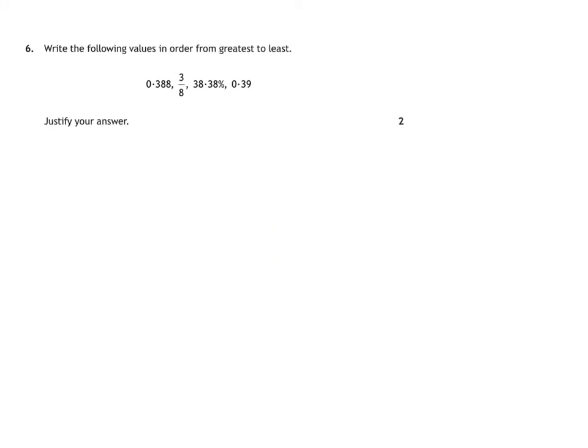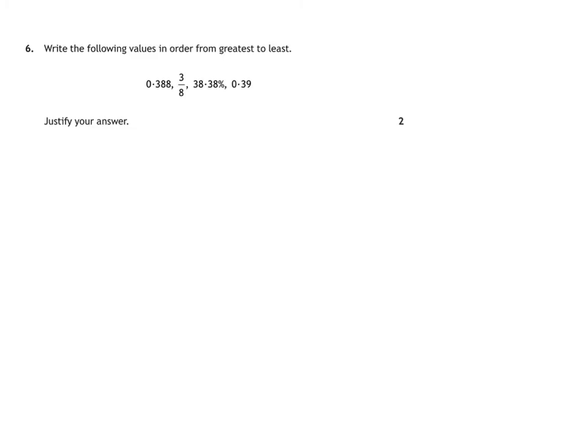Right, okay, so for this question, we have to write these in order from greatest to least. So we have 0.388, 3/8, 38.38%, and 0.39. So to be able to compare these, we need to have them all as decimals or all as percentages, doesn't really matter.